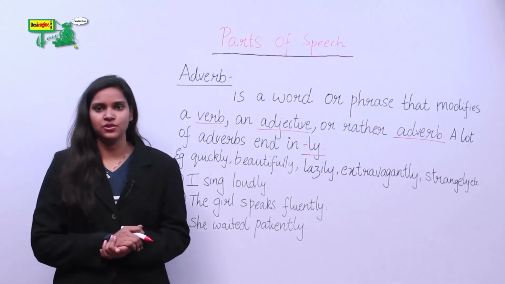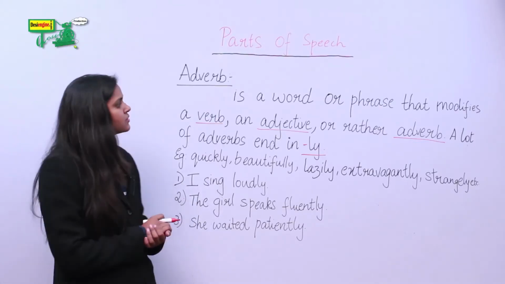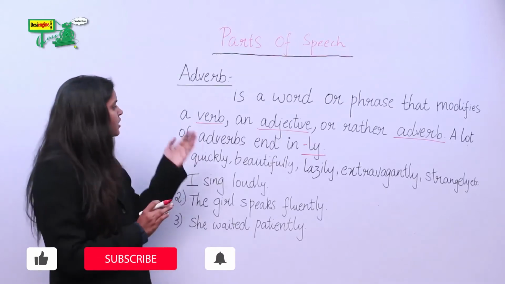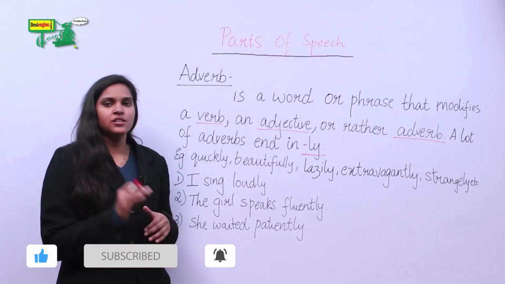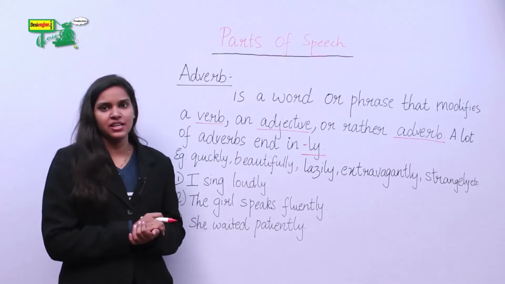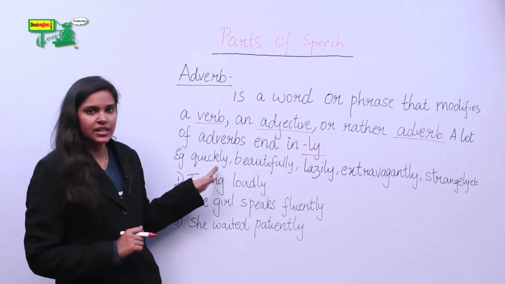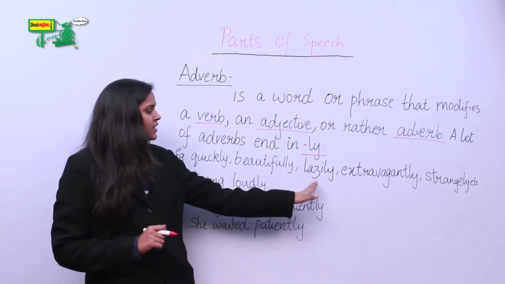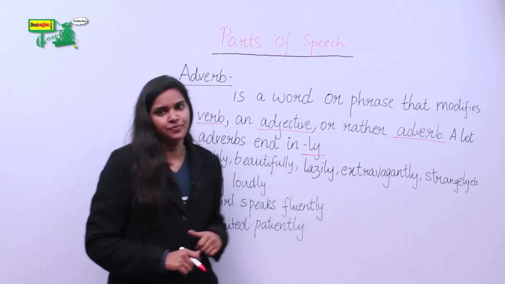Let's do adverbs now. What is an adverb? An adverb is a word or phrase that modifies a verb, adjective or another adverb. There is one simple tip that you can follow is that adverbs basically end in ly. For example, quickly, beautifully, lazily, extravagantly, strangely.